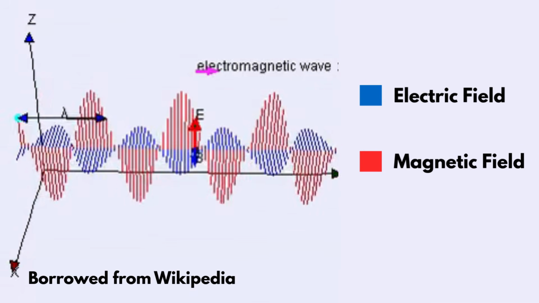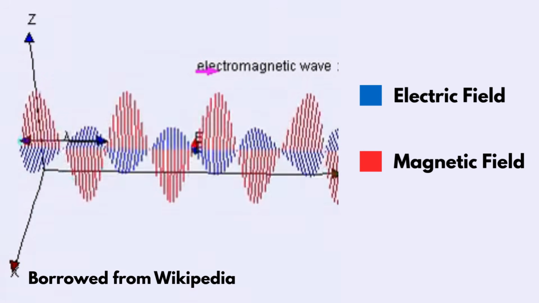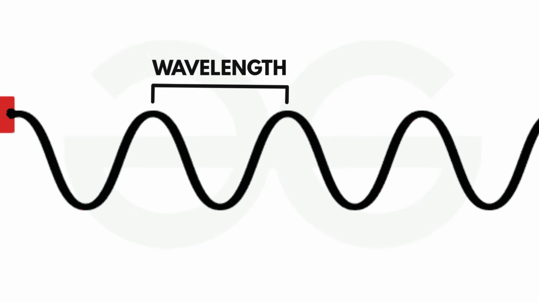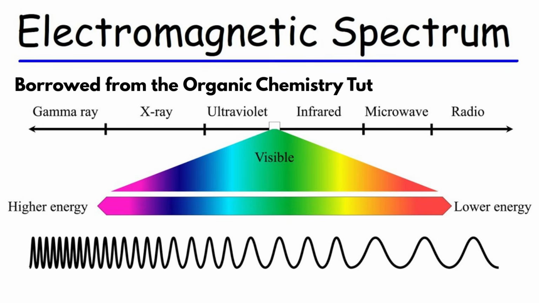Electromagnetic radiation consists of oscillating electric and magnetic fields that propagate through space, even in a vacuum. The size of the wave is called wavelength, and how often it comes by is called frequency. The electromagnetic spectrum is the full range of electromagnetic radiation, organized by wavelength or frequency.